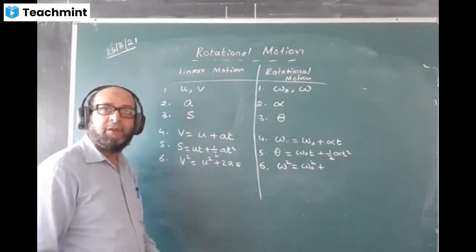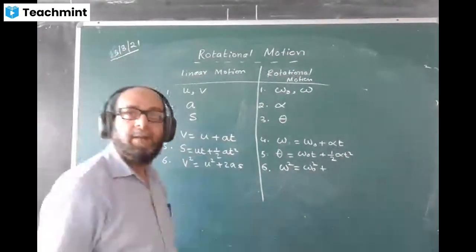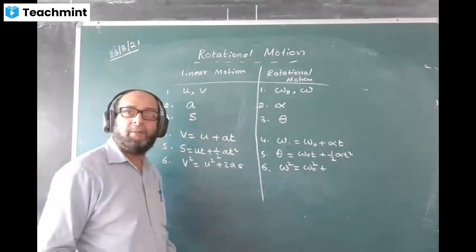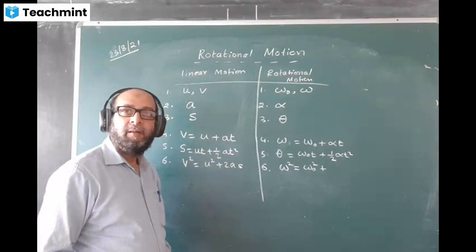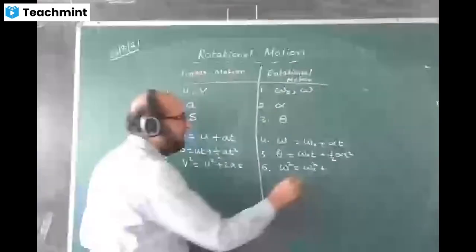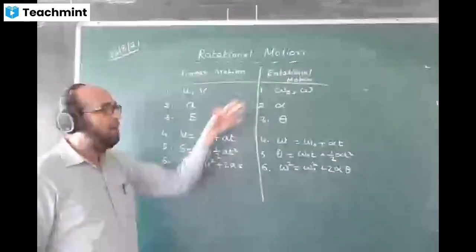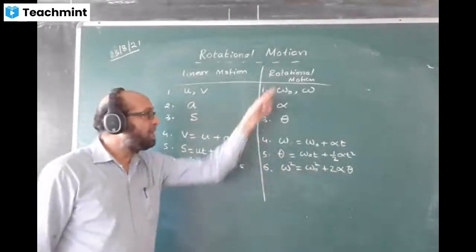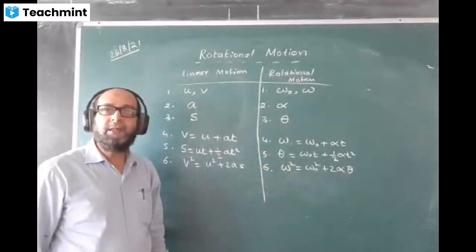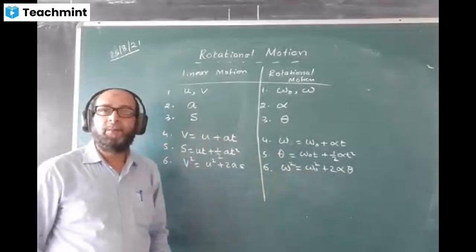There is a network problem, fluctuation in the connectivity. Anyway, please share, what should I write? Omega naught square plus 2 alpha theta. You understood? So once you know the linear motion formulas and we compare them with the rotational motion formulas, comparison is easy, the formula making is also easy, and our method of doing the problem is the same.